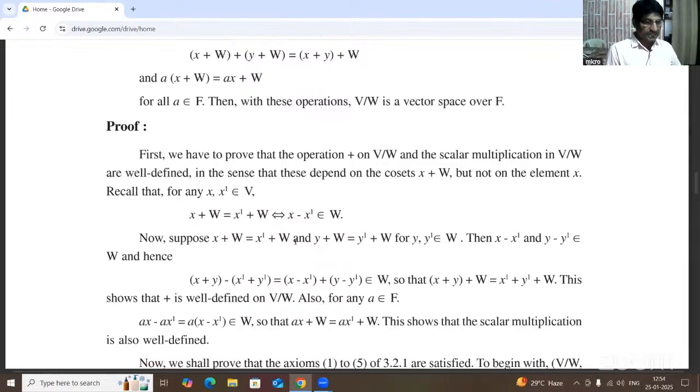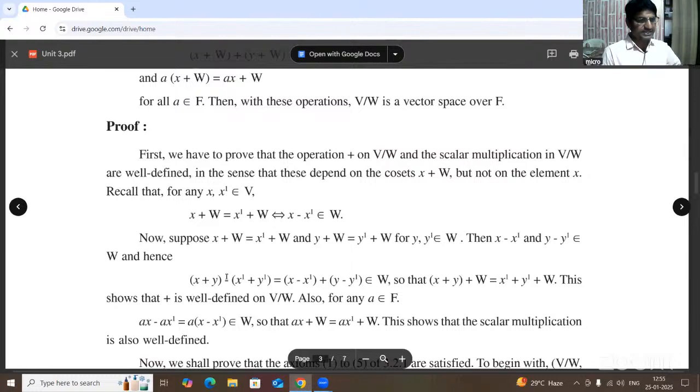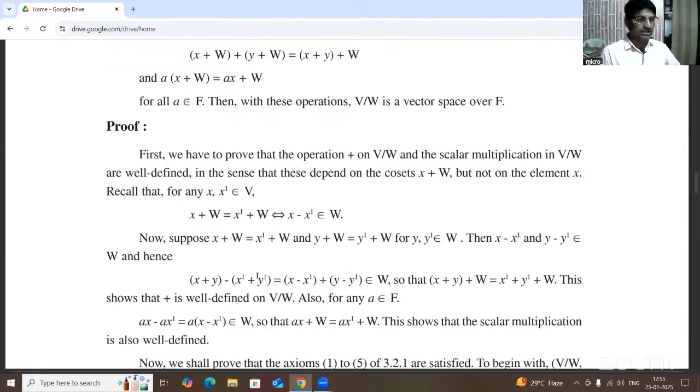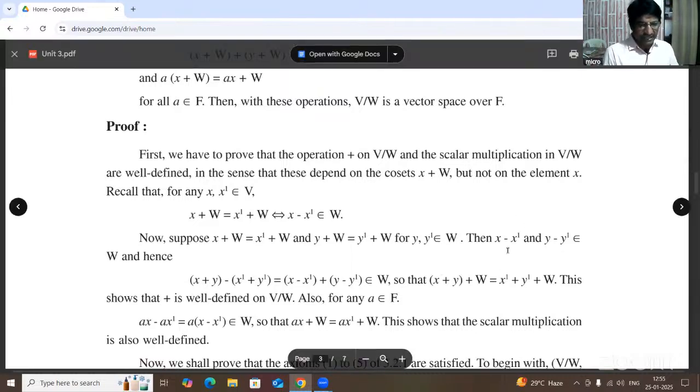So first of all, we show that this is well defined. Well-defined means we take a similar vector; just imagine an image element x dash, so that x plus w equals x dash plus w. We have already proved one of the properties: any two left cosets are equal if x minus y belongs to w. Replacing y by x dash, x minus x dash belongs to w. Then those cosets are equal: x plus w equals x dash plus w, or y plus w equals y dash plus w. So x minus x dash and y minus y dash both belong to w.